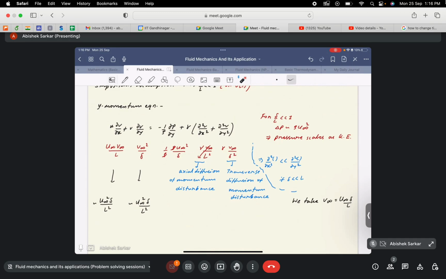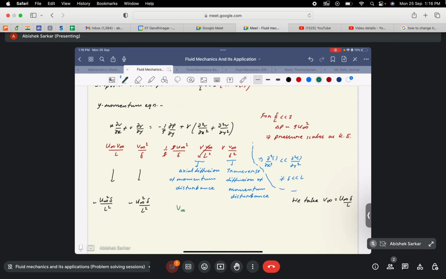Now if you substitute the value of v infinity here, which is basically v infinity scales as u infinity delta by L. If we substitute this value of v infinity in this term, we will get that this will also scale as u infinity square delta by L square. Okay, so both of these terms are significant, and this will scale as u infinity delta by L square.